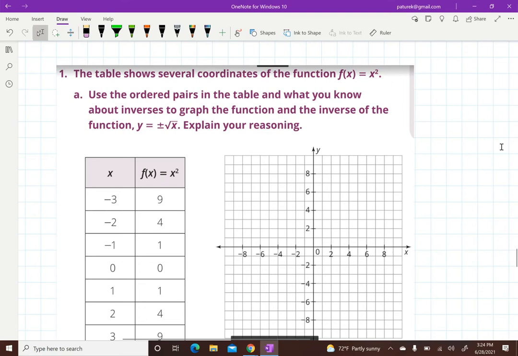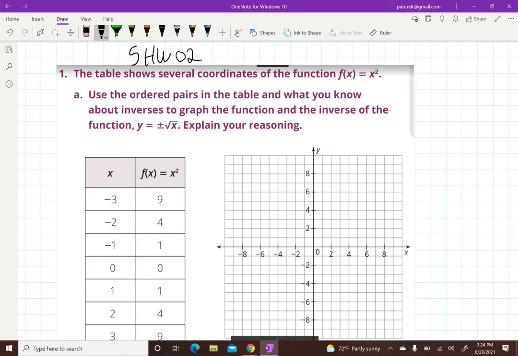All right, this is Spring Homework 2, Debriefing. One of the problems said the table shows several coordinates for the function f of x equals x squared. Use the ordered pairs in the table and what you know about inverse.